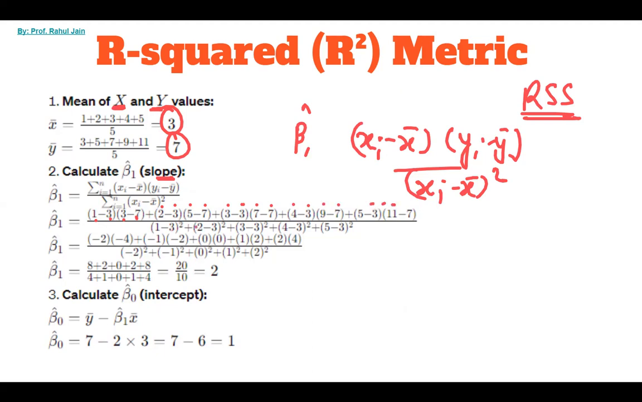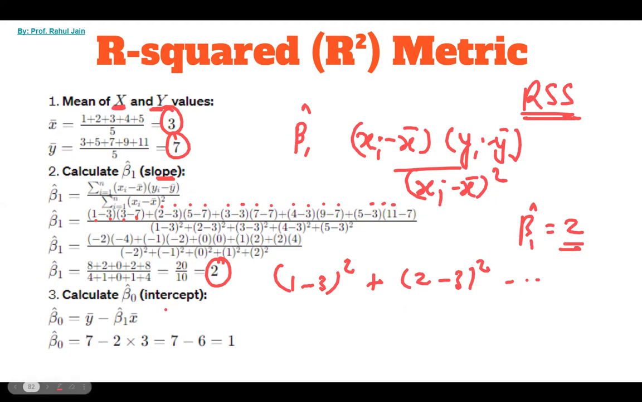And we are dividing similarly by the sum of xi minus x bar whole square, that is x1, 1 minus mean of x, which is 3, whole square. Similarly x2, 2 minus mean of x, that is 3, square, and so on. So the final result we are going to get here is 2. So beta 1 we are going to get is 2.